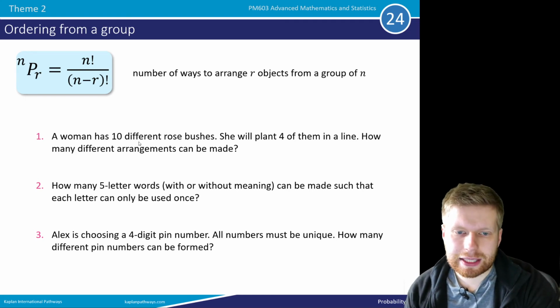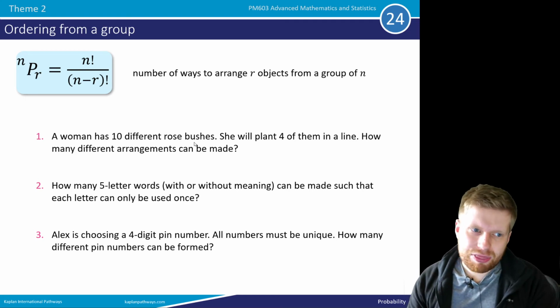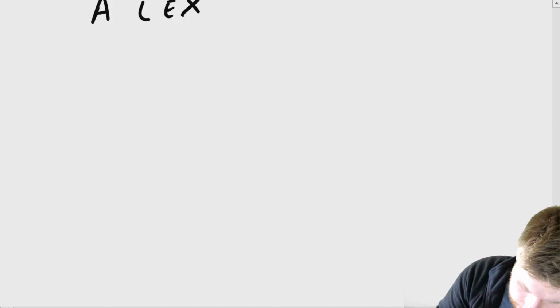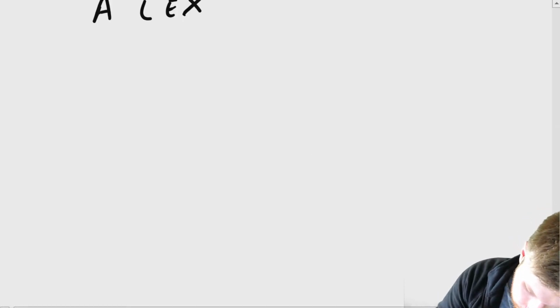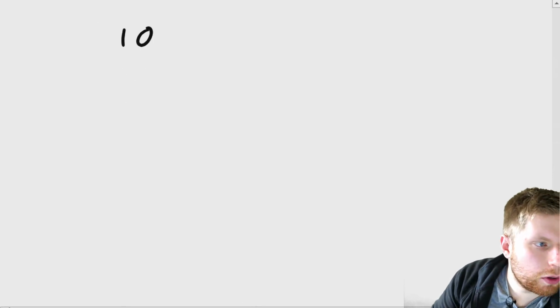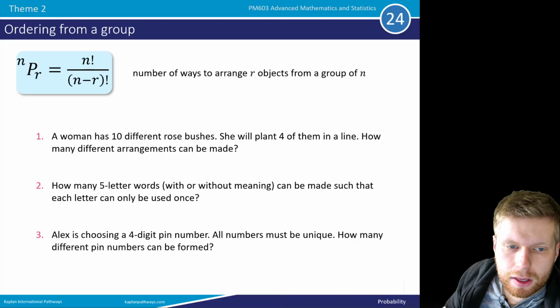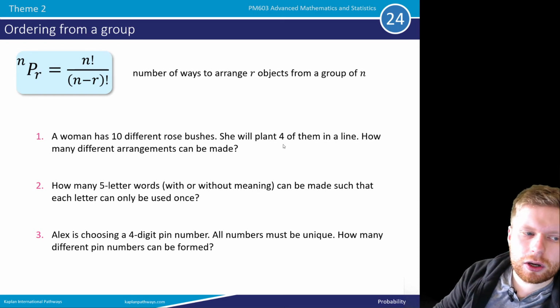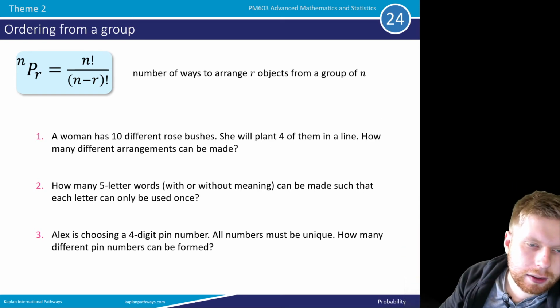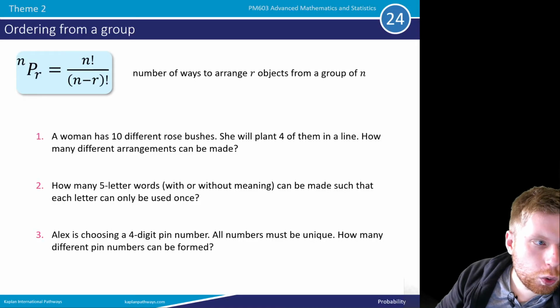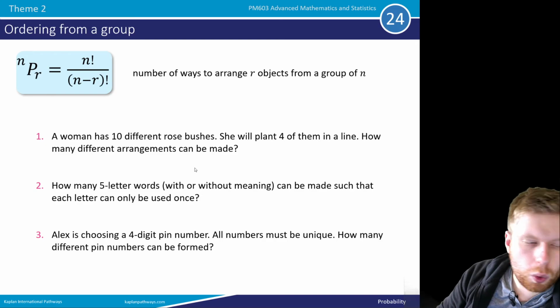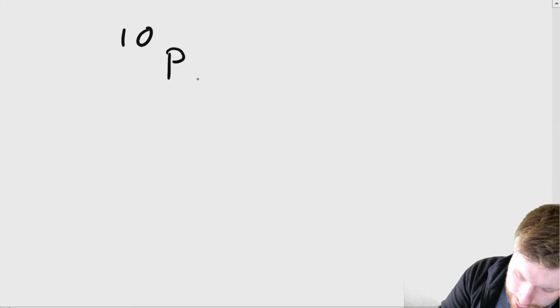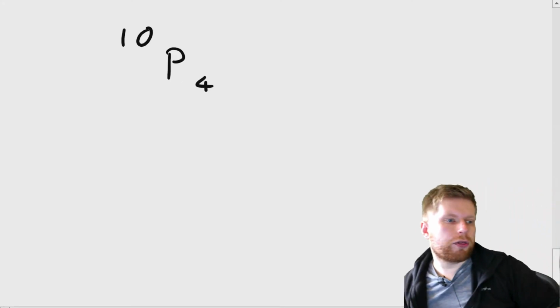Well, are you happy? There are 10 different rose bushes. So there's 10 things in our group to start off with. Then she's going to plant 4 of them. In other words, she's going to pick 4 of them out and put them in a line. So therefore, we're going to permute this because it's an ordering. How many different arrangements? Ordering. So we're going to permute this and we're going to choose 4 of them to put into a line.